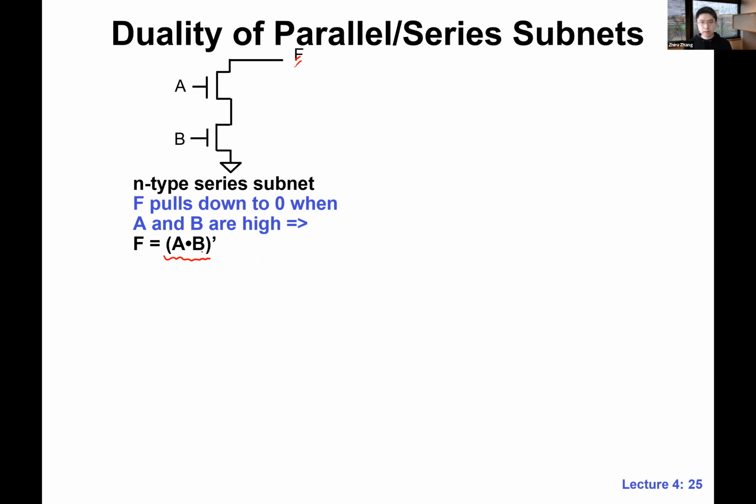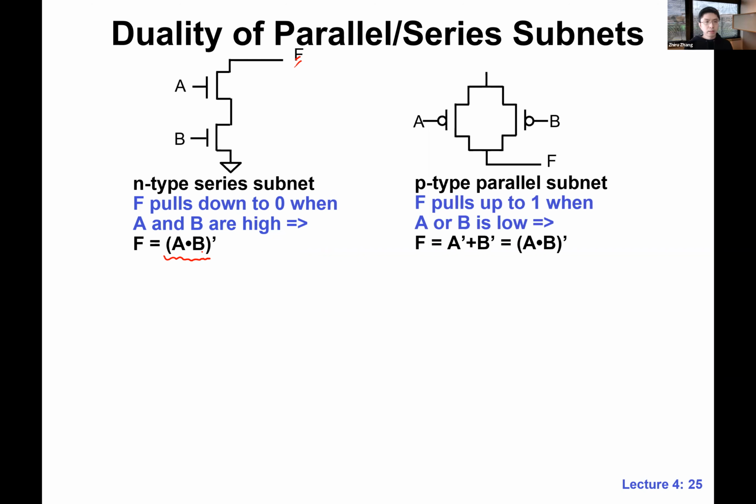Correct? Okay, this is hopefully intuitive enough. And again, this principle of duality kicks in. So once we have this series subnet for the NMOS network, we can directly draw the corresponding PMOS subnet using a parallel structure. These two are equivalent in terms of their functionality.